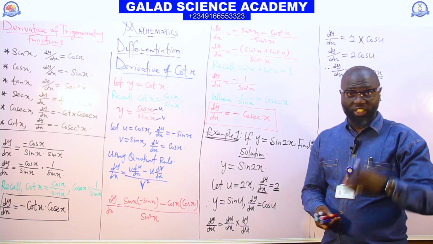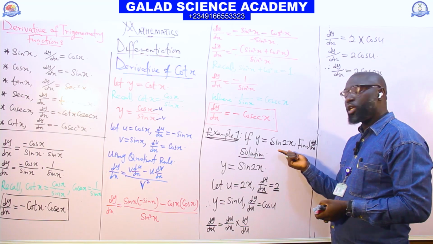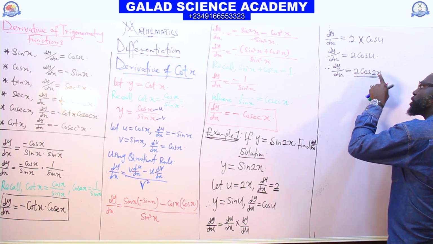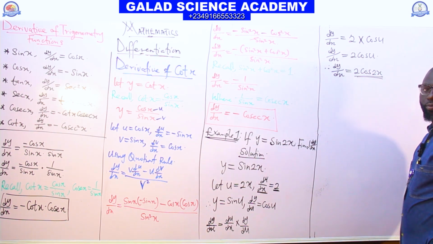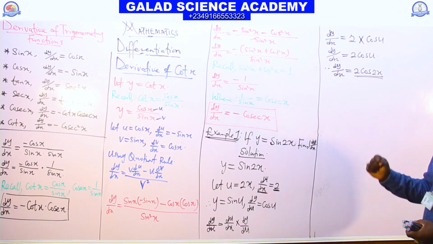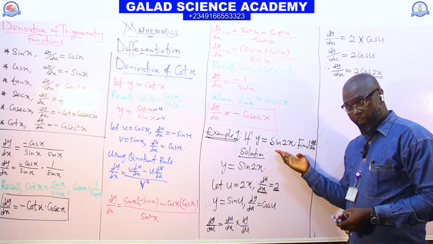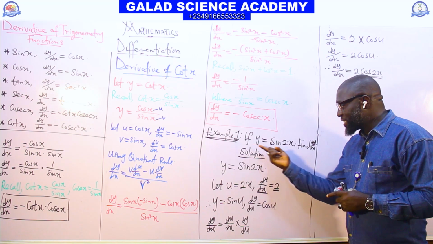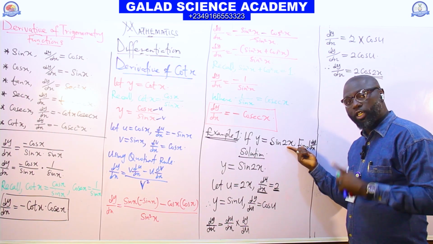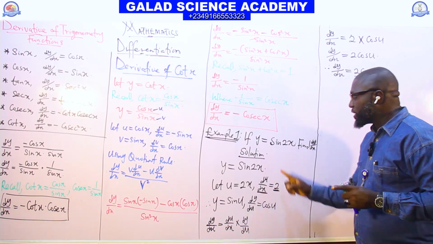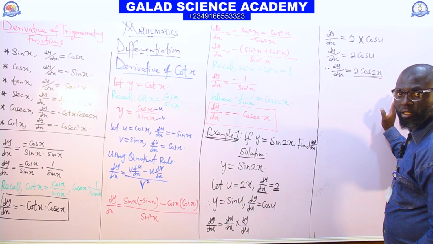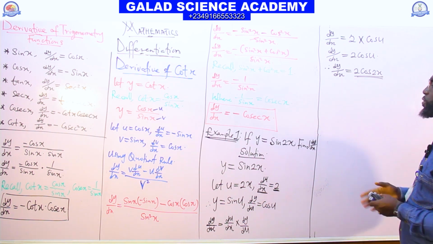When you are asked to differentiate sine 2x, it will give you 2 cos 2x. See, this is the shortcut for this trig function. You are asked to find the derivative of sine 2x. What is the derivative of 2x? It is 2. Write it down. Derivative of sine is cos. Repeat your 2x. So that's how we solve it in shortcuts.